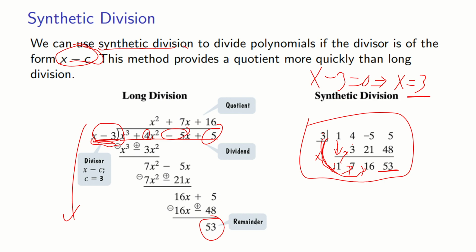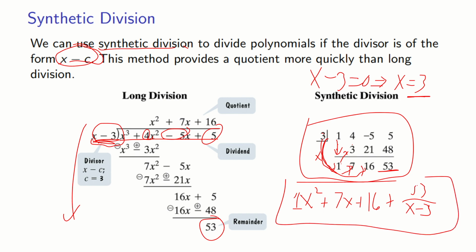Okay, now this 1, 7, 16, 53, what that's represented by is 1x squared plus 7x plus 16 plus 53 over x minus 3. That is what this represents. Okay? So it's pretty straightforward. Okay? So how did I know that this was a 2?